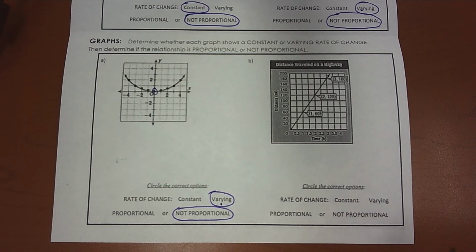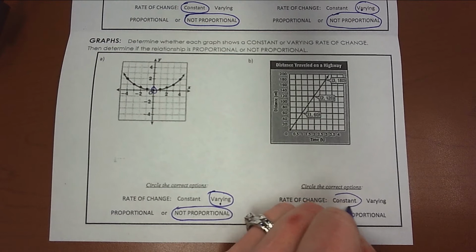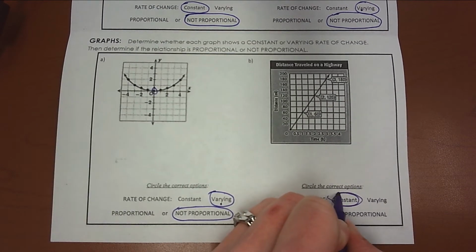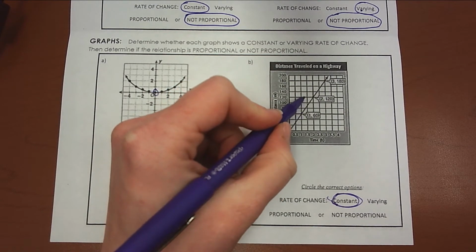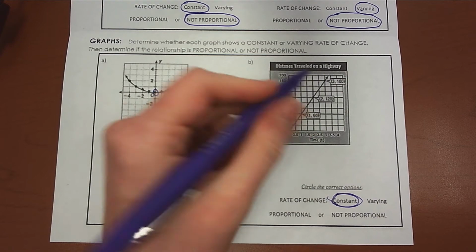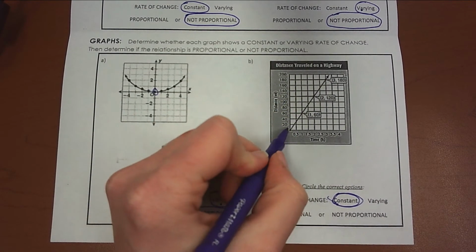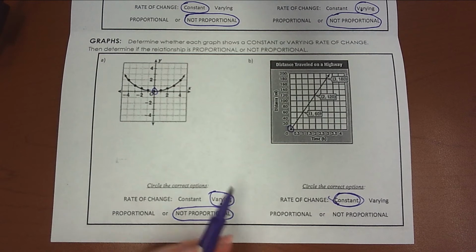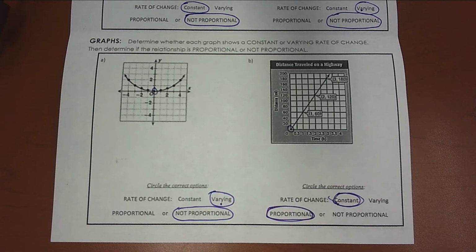On this next example, we have a line which shows a constant rate of change. Anything that's linear shows a constant rate of change. We're going up 60 and over 1, up 60 and over 1, up 60 and over 1 according to our scale on our graph. And then is it proportional or not proportional? Well, it is a straight line that goes through the point (0, 0), or through the origin, and so this one is proportional.